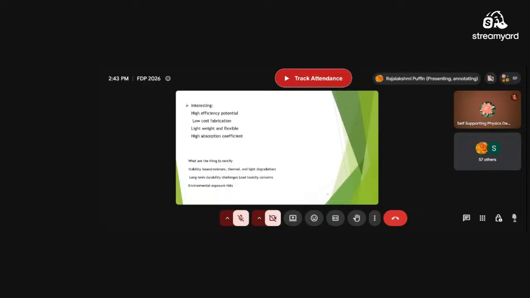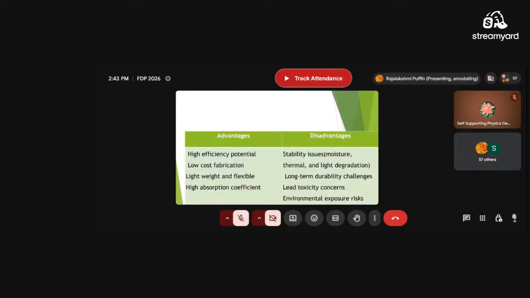Now, what are the advantages and disadvantages of using all these things, we can discuss. So for perovskites, we can go for high efficiency because of low cost fabrication, which is another important one, and lightweight, so we cannot carry a heavy load. It is also flexible because of this high coefficient. And what is the problem is moisture.